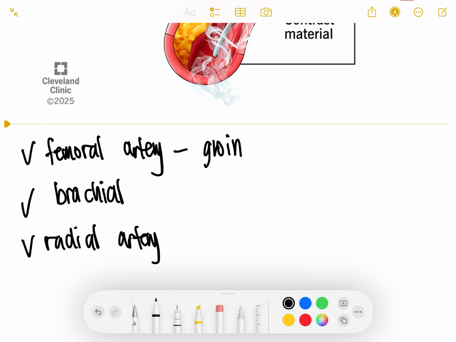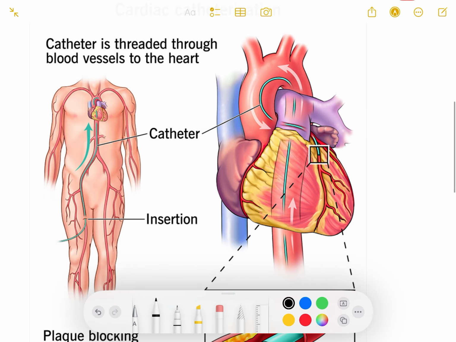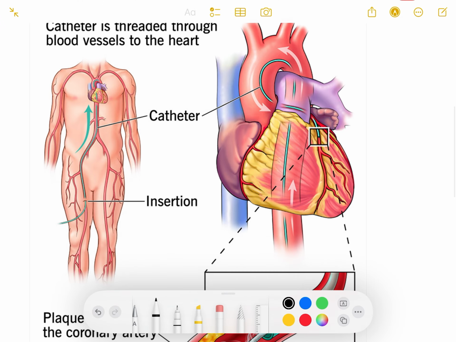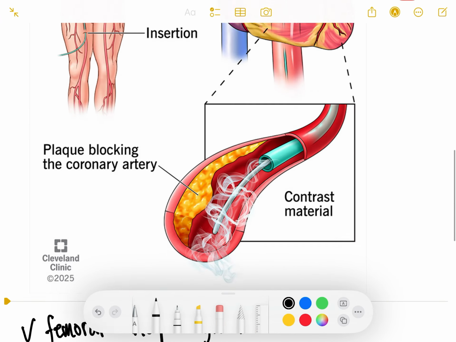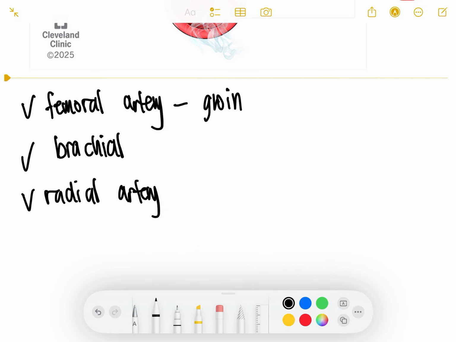Dito pinapasok yung mismong catheter, and these catheters are threaded until they reach the patient's heart. So this is an image. Ipapasok yung catheter hanggang makaabot siya sa heart ng patient. So that is cardiac catheterization: the insertion of a catheter from the artery, whether femoral, brachial, or radial artery, until it reaches the heart, for diagnostic or therapeutic purposes.